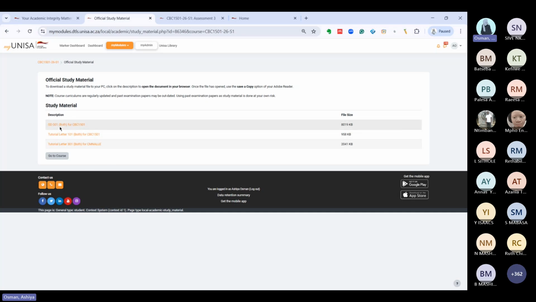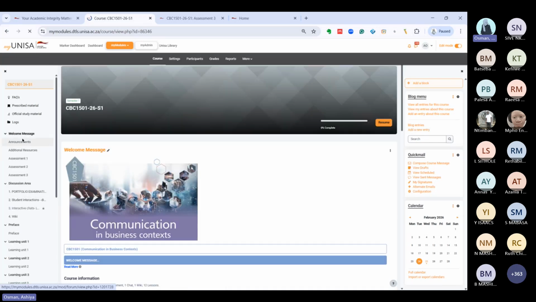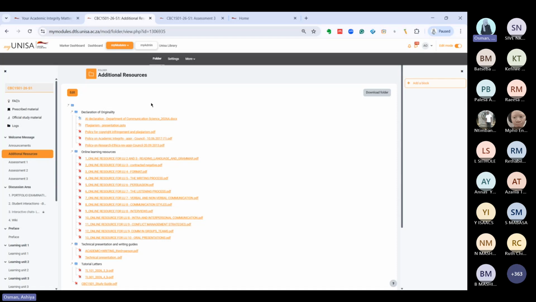You'll see there's your study guide in PDF format, the whole study guide from learning units 1 to 11. Tutorial letter 101 and tutorial letter 301 that Sunisani was referring to, all right? That has all the referencing guides and academic writing guides and all that. So that's important to have. Now, under additional resources, you'll see I've put everything under additional resources.